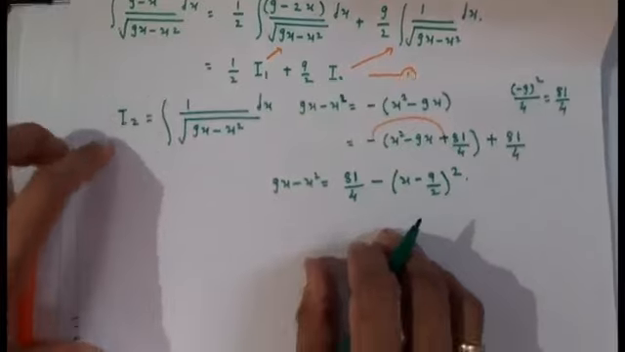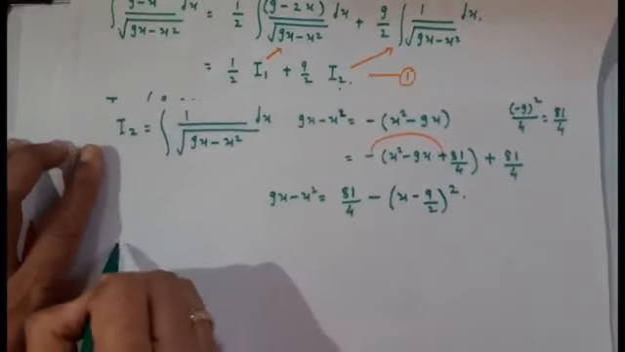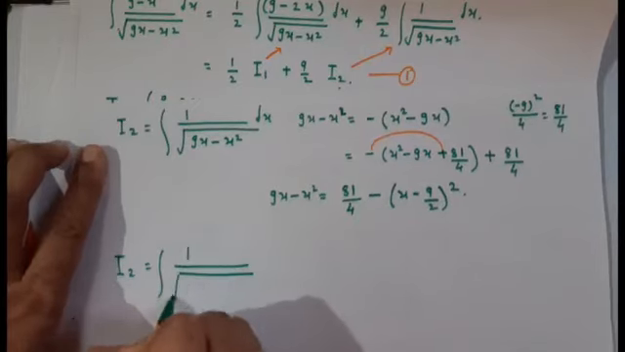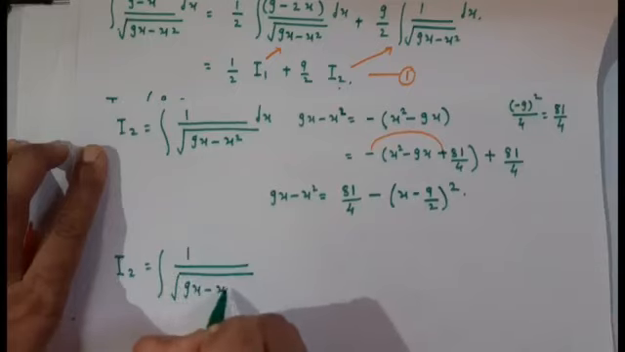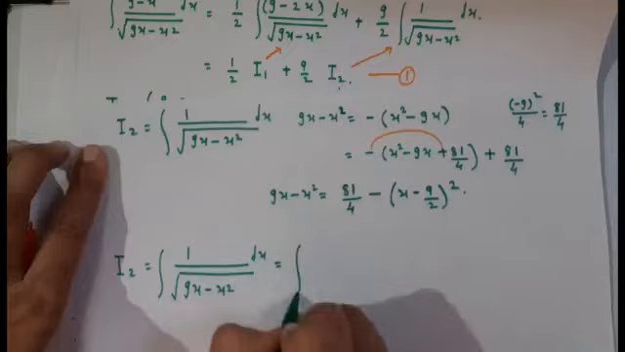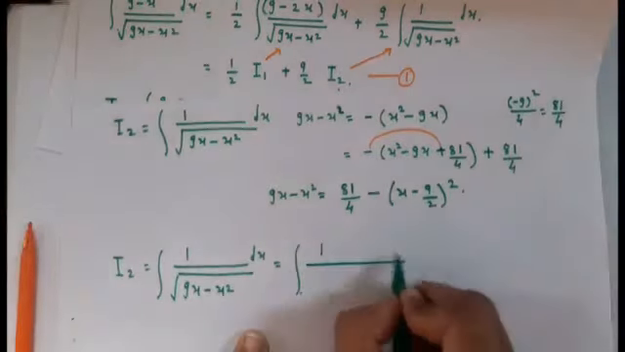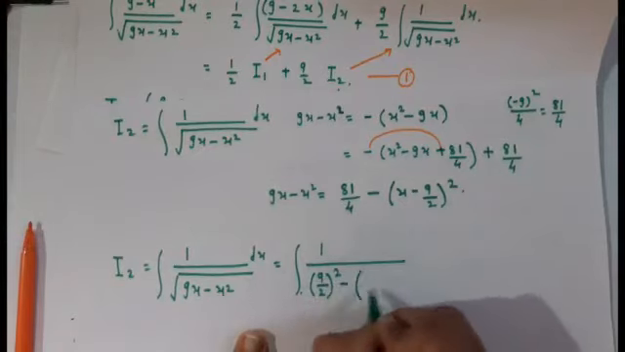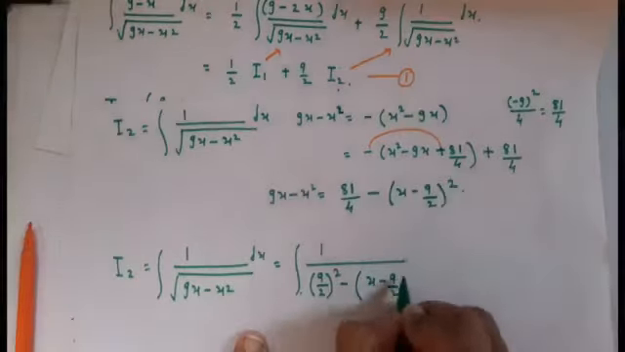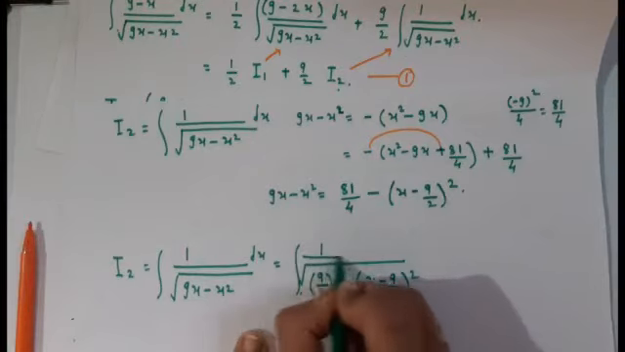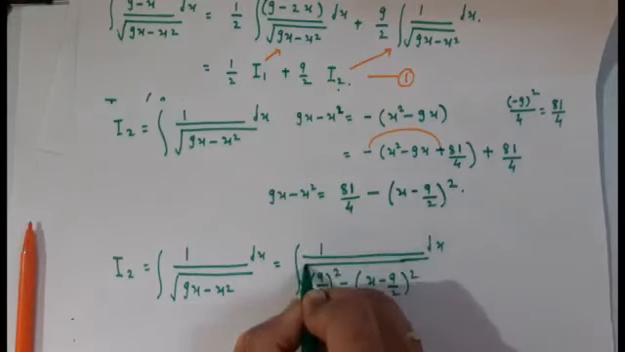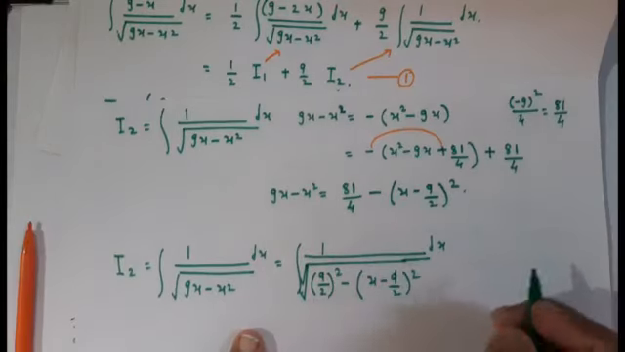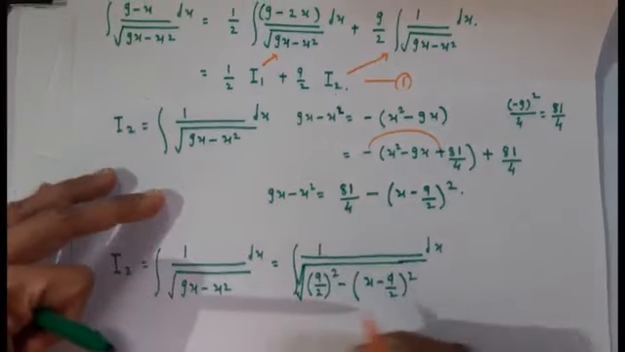Okay students, and therefore integration, that is I2, equals integration of 1 upon square root of 9x minus x square with respect to x, equals integration of 1 upon square root of 9 by 2 whole square minus x minus 9 by 2 whole square with respect to x. This is 9 by 2 whole square.